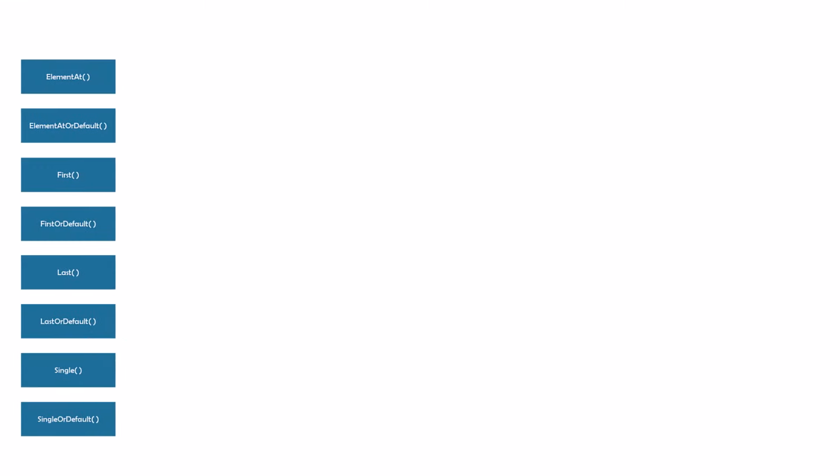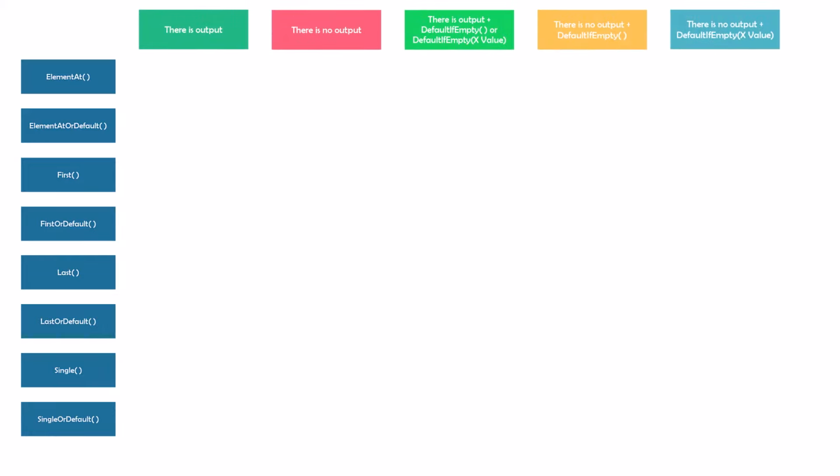To understand it better, I have the following table, where I explain the output of each operator once we use it with DefaultIfEmpty or without it. I have 5 different scenarios here. The first one is if we have an output. I mean the sequence we want to get the element from is not empty. The second one is when we have an empty sequence. The third one is, we have an output, and we are using DefaultIfEmpty with a value in brackets or without a value. The fourth one is, we don't have an output, and we are using the DefaultIfEmpty operator without a value in brackets. The fifth and last scenario is when we don't have an output, and we are using the DefaultIfEmpty operator with a value in brackets, x for example.